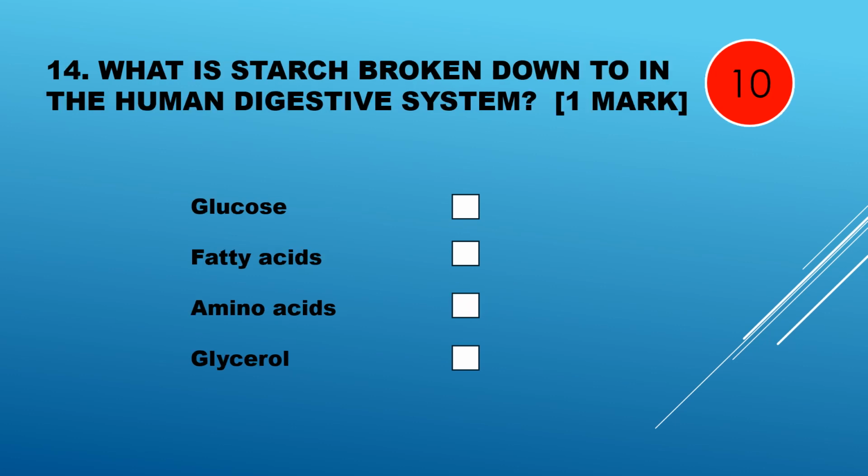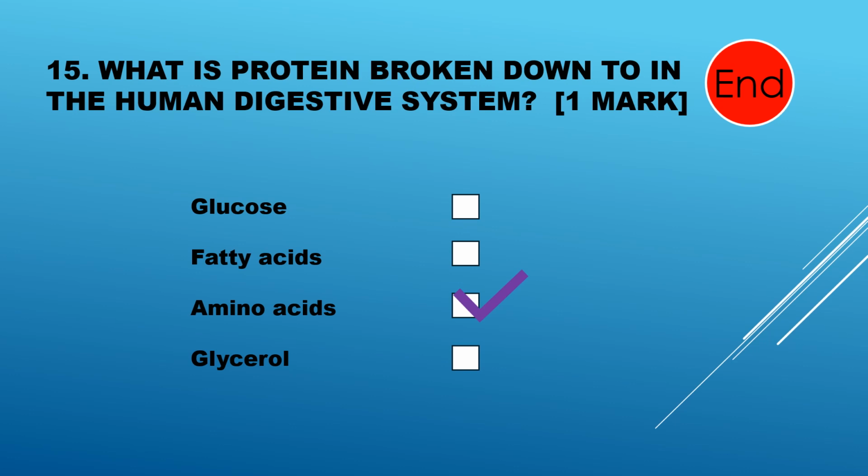14. What is starch broken down to in the human digestive system? Is it broken down to glucose, fatty acids, amino acids, or glycerol? Starch is broken down into glucose. Question 15. What is protein broken down to in the human digestive system? Is it broken down to glucose, fatty acids, amino acids, or glycerol? Protein is broken down into amino acids.